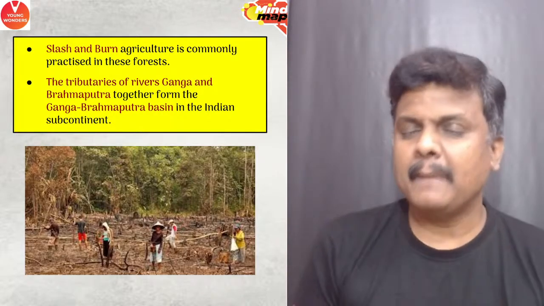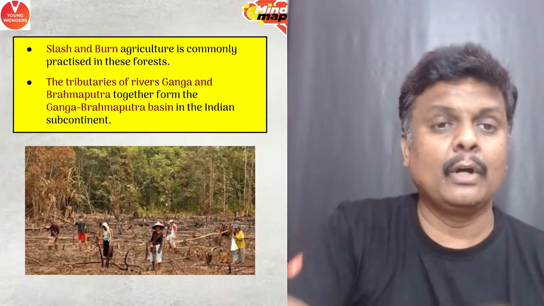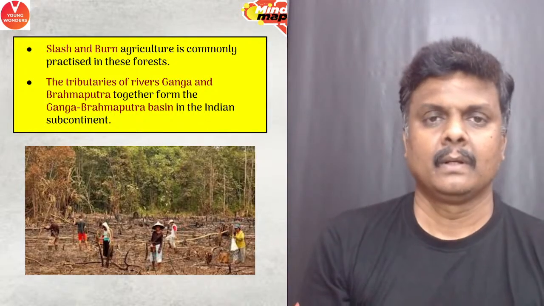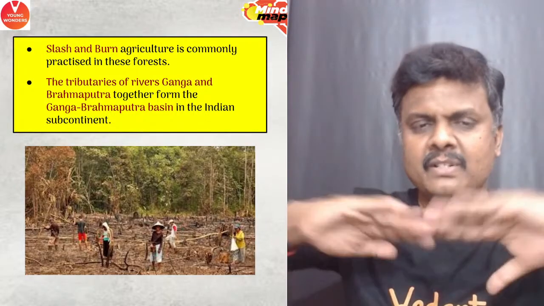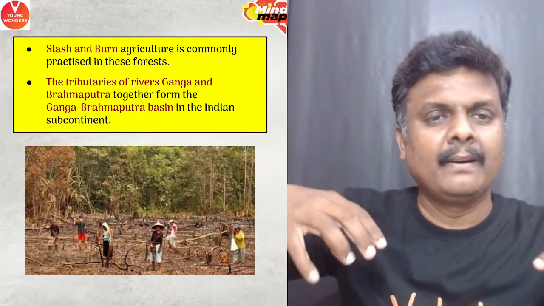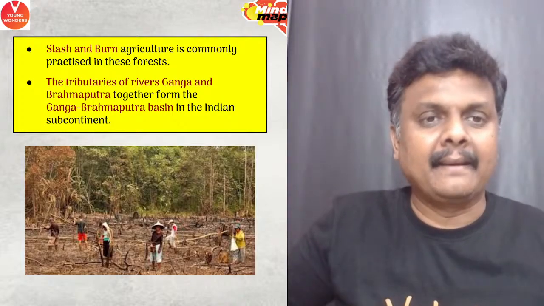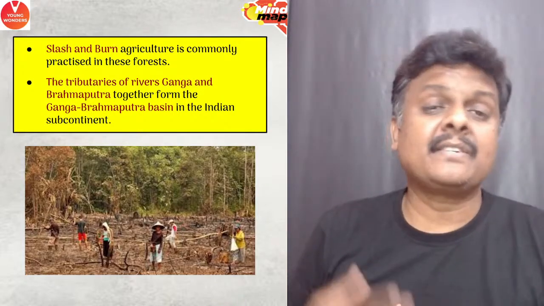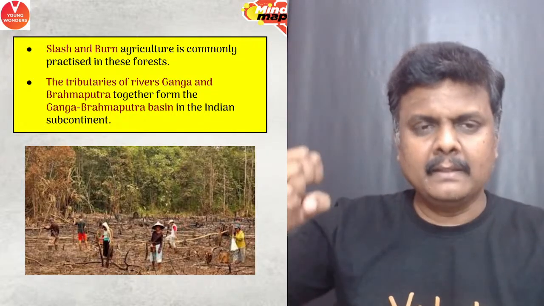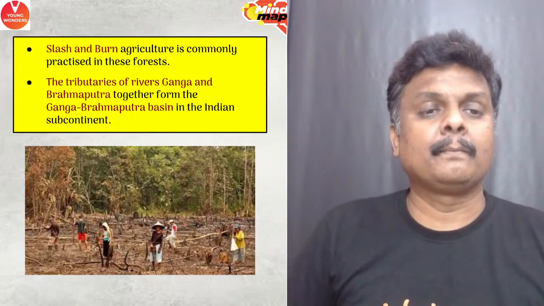What kind of people live there, the tribals and all? You will always see they do slash and burn agriculture in these forests. What they do is locate a place in the forest, cut down all the trees, burn those trees, use those ashes as manure and do the cultivation for agriculture there. It's called slash and burn agriculture. Locate a place, cut the tree, burn the tree, use the ashes as manure.